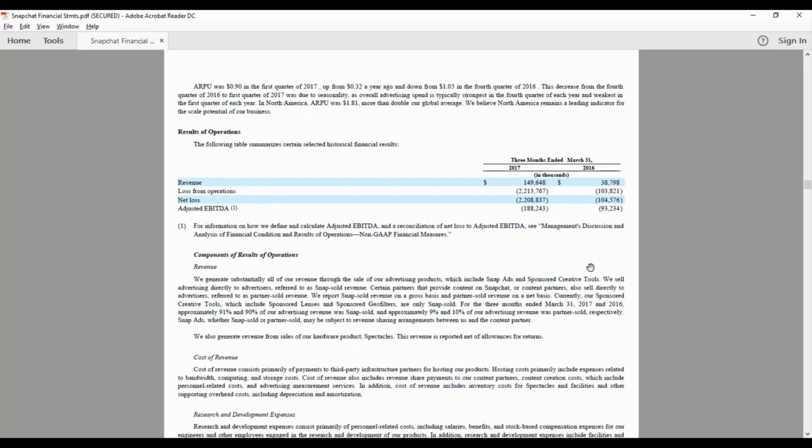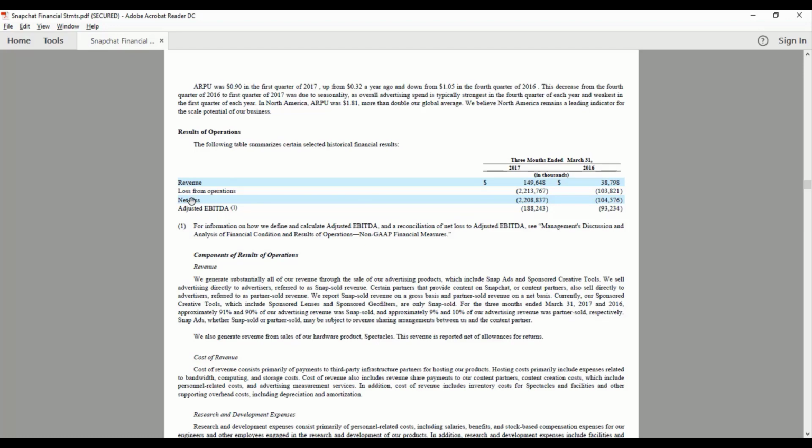So we're back to Snapchat's financials, and this is on page 24 of their financials. You'll see it's right below results of operations. Like I said, all companies pretty much report EBITDA. Anyone in finance or accounting will always want to look at EBITDA over net income. Right here we see revenue of $149 million. We have loss from operations of $2.2 million. Now remember, on the financial statements, there are some things that are operating expenses, and then there are one-time non-operating expenses like interest, tax, and things like that. So this is loss from operations.